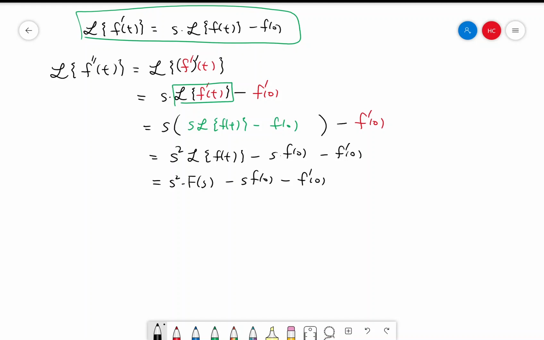And this can be generalized to higher derivatives. So for example, the Laplace transform of the third derivative of f is equal to s cubed times capital F of s minus s squared times f of 0 minus s times f prime of 0 minus f double prime of 0. And then this generalizes to all the higher derivatives. But we're going to mostly use the second derivative in this class.